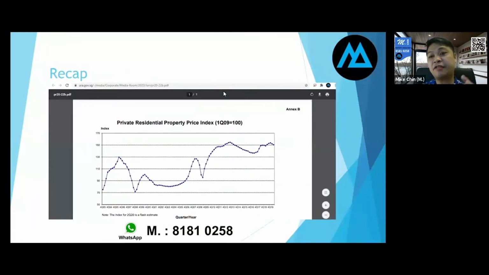Just a little bit of recap if you have not watched my previous webinar. This is our URA property price index. The new low, which is over here, is always higher than the previous low. So we always see an upward sloping trend. This is what is happening in our Singapore property market.